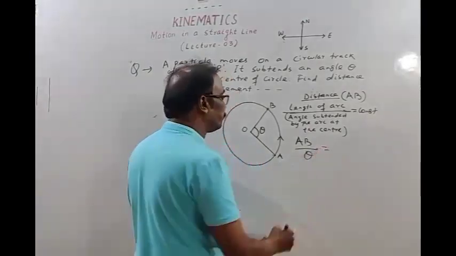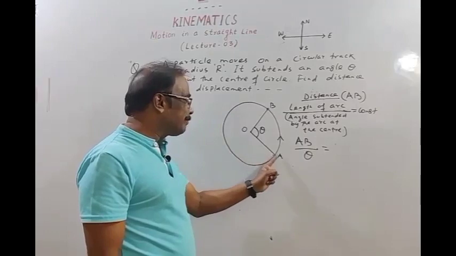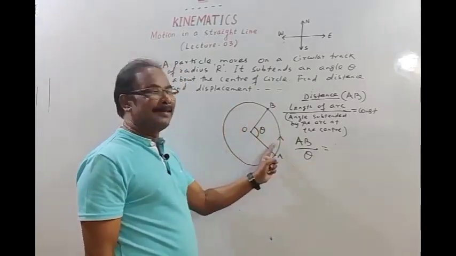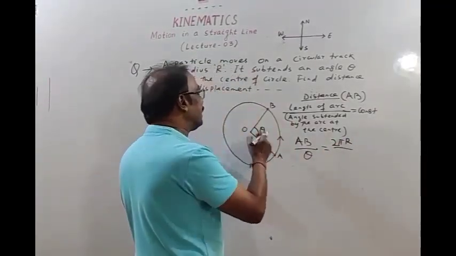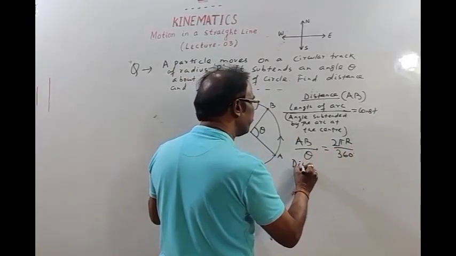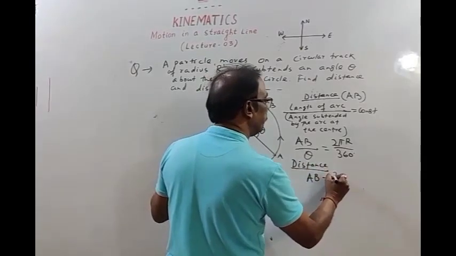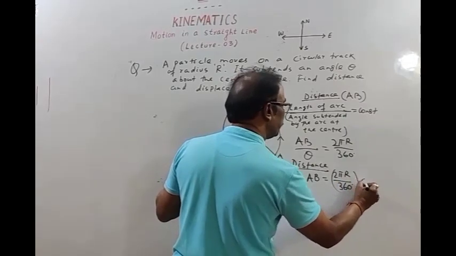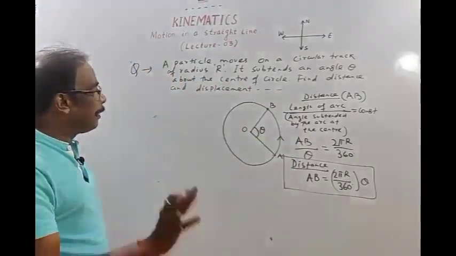So the length of arc AB divided by the angle subtended by the arc at the center theta is constant. This must equal the total circumference, the length of the circumference of the circle, meaning the whole path, the total arc length, which is 2 pi r. For the circumference, the total angle subtended at the center is 360 degrees. Then distance AB is equal to 2 pi r divided by 360 degrees into theta. This is our formula. You may use this formula.